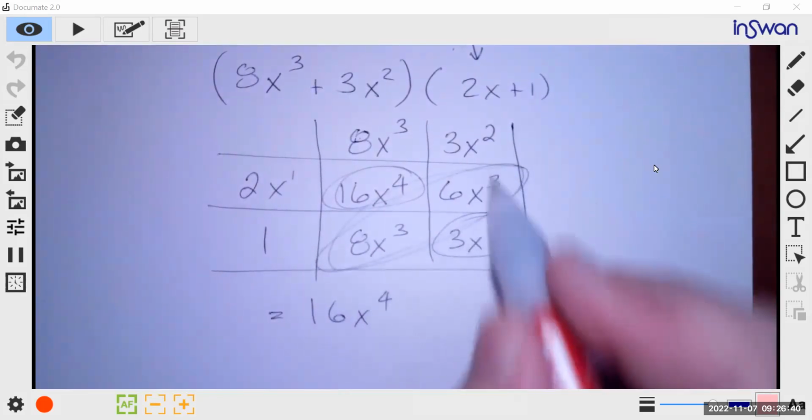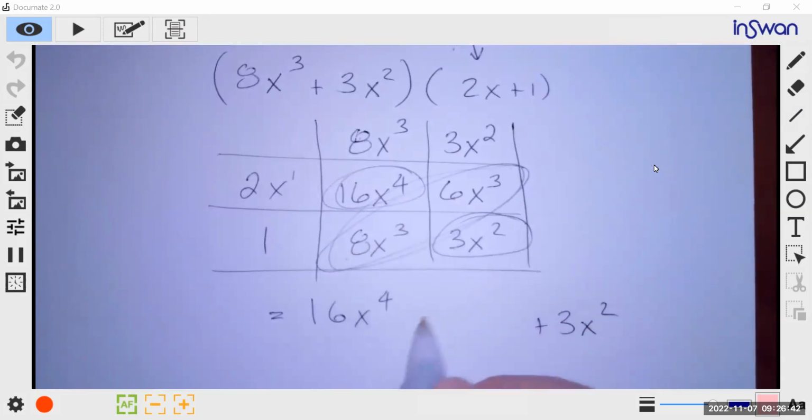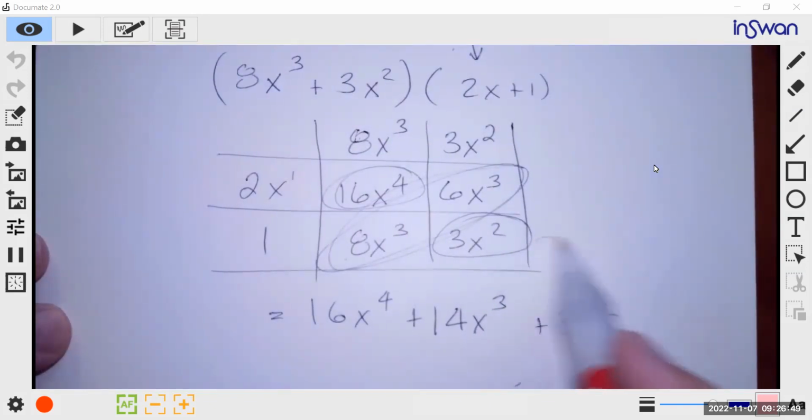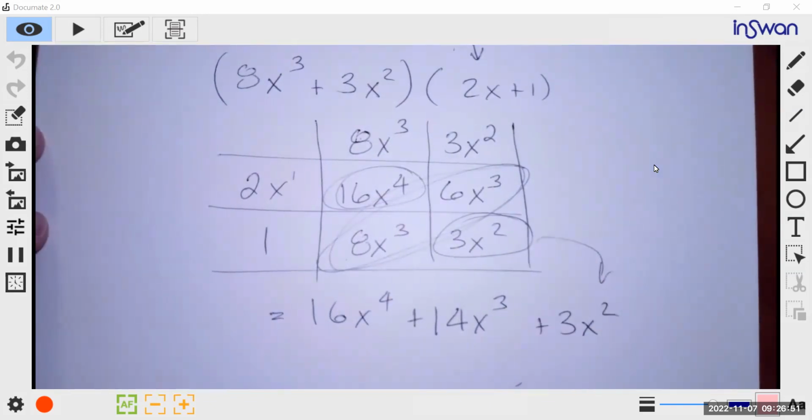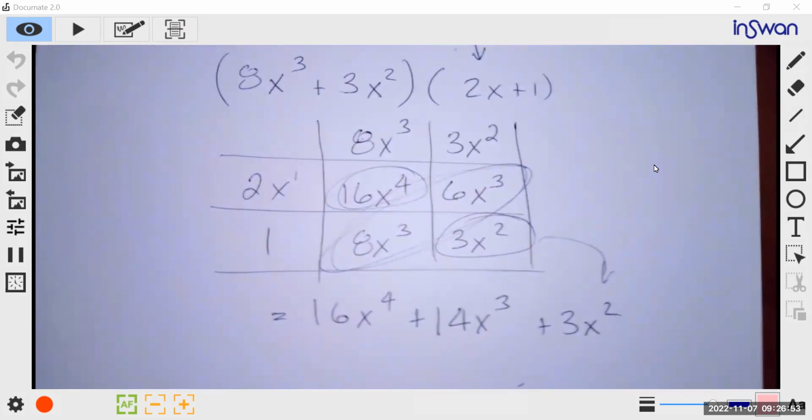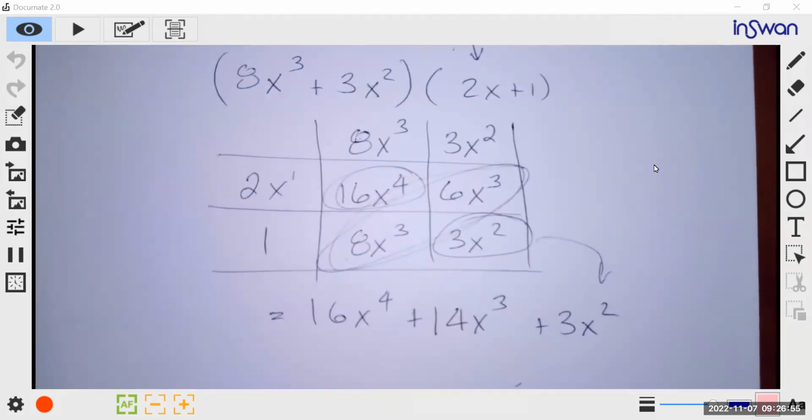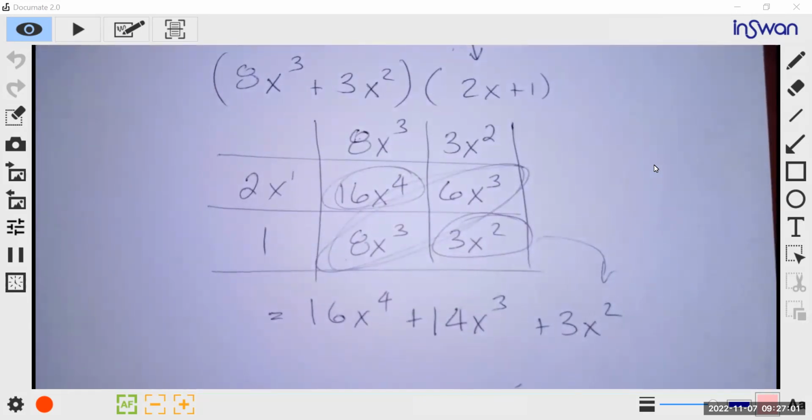Combine the middle terms. They're both positive. 8 plus 16 is 14. And put that. So again, there's no wrong way of doing it. All right. So that's multiplying polynomials.